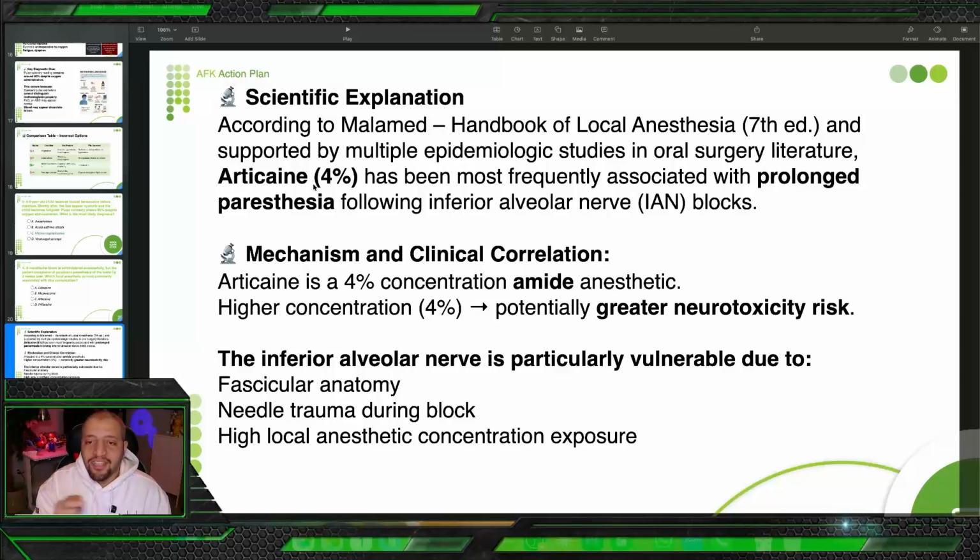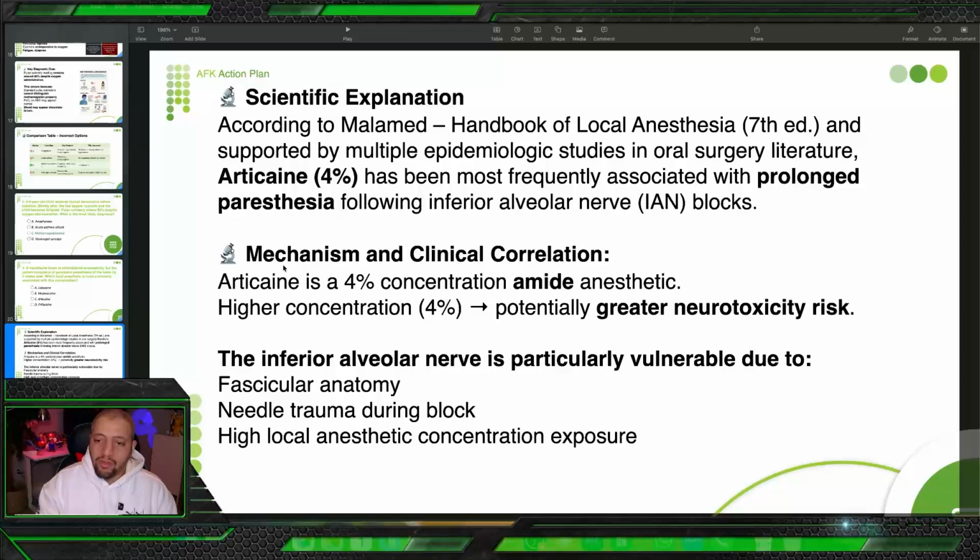Just out of curiosity, I would like anyone to answer this question. This study Dr. Malamed did, what can you call it? You go back in the history, check the notes, check the type of freezing, and correlate it with the complaint the patient is suffering from now. I hope someone will tell me in the answers. So they found articaine 4% has been most frequently associated with prolonged paresthesia following inferior alveolar nerve block.